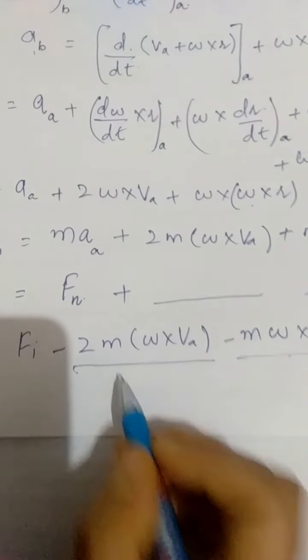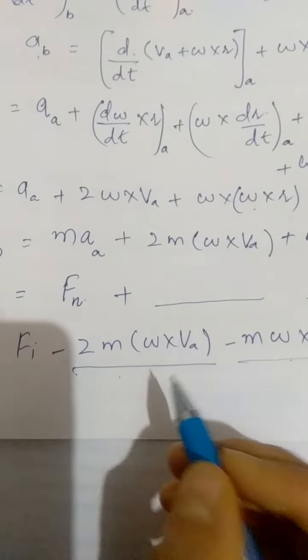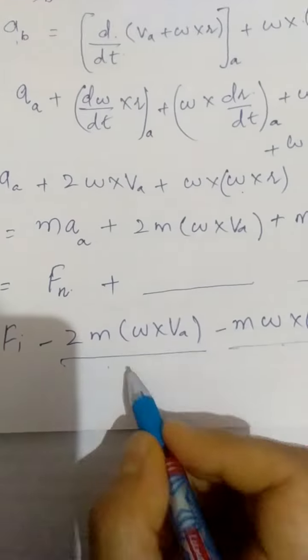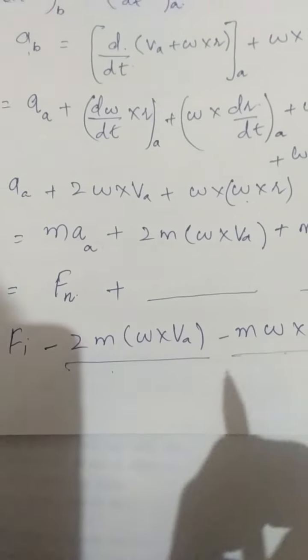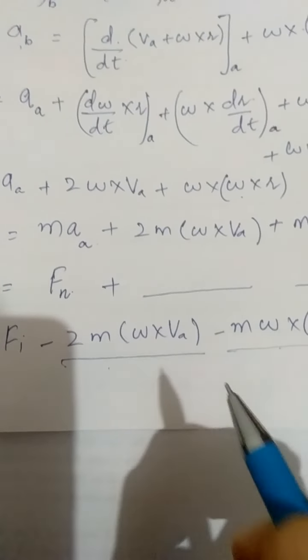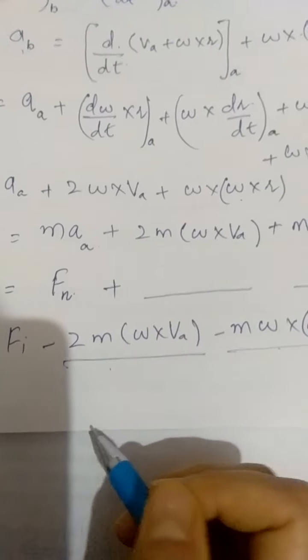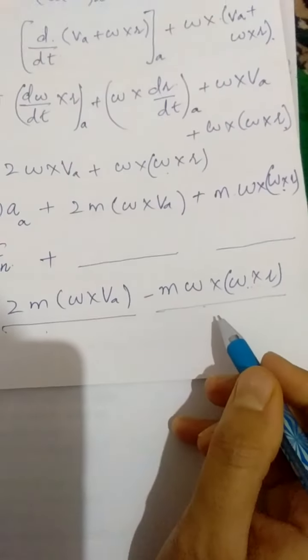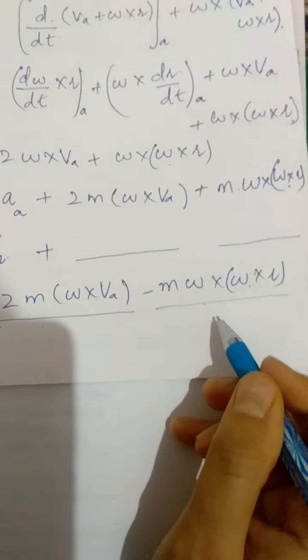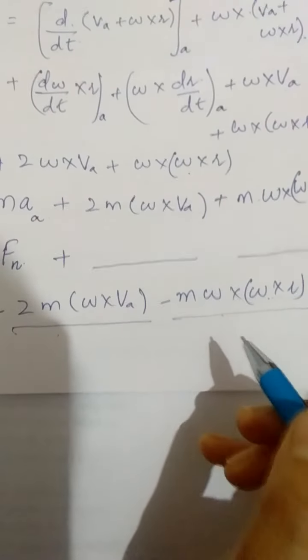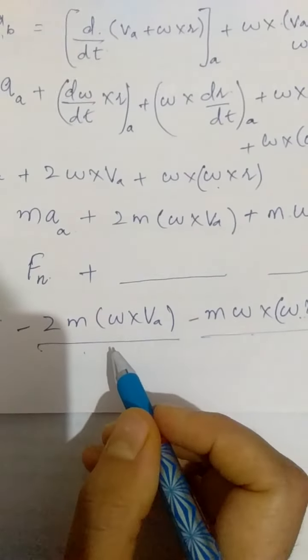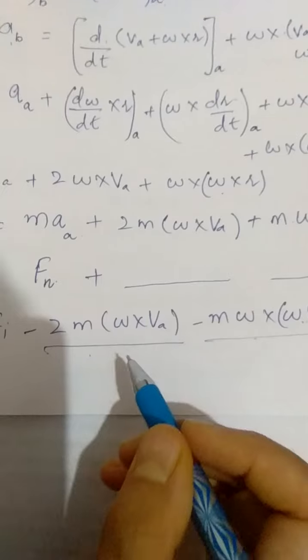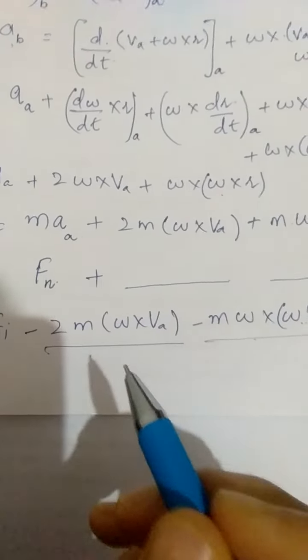So this is called as a Coriolis force and this is called as the centrifugal force. This is the fictitious force and this is the fictitious force. I've already explained to you in detail in yesterday's lecture that these are basically fictitious forces. They appear to act on a particle which is placed in a rotating frame of reference. This is the force which acts on the particle which is at rest with respect to the rotating frame of reference, and this is the fictitious force which acts on a particle which is moving with respect to a rotating frame of reference.